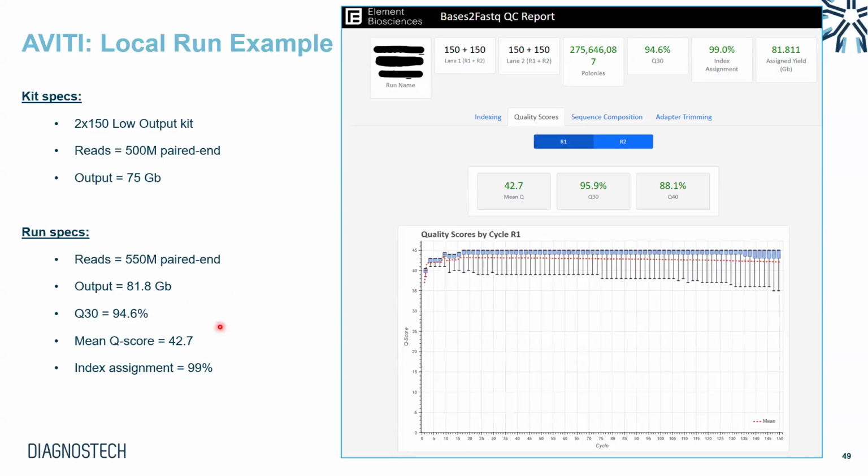They had a Q30 score of 94.6%, but the mean Q score is actually 42.7. And we can see that this is demonstrated by the red line going across all the cycles of the read. So this just goes to show that you can easily max out your AVITI kits, exceeding the kit output without affecting your quality.